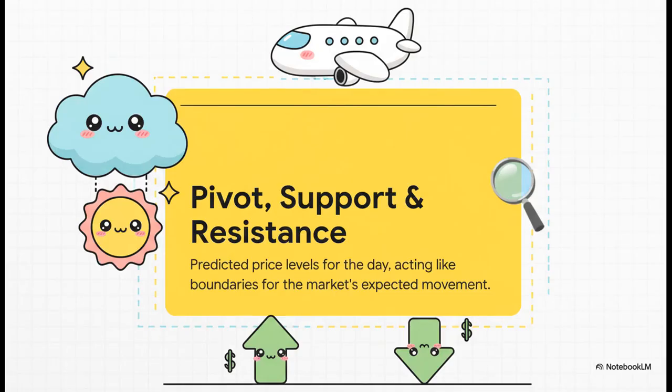Next, we've got what are called pivot, support, and resistance levels. Now, if the bias table is the weather forecast, these are kind of like the key pressure systems. They map out the predicted trading range for the day, a ceiling or resistance that the price probably won't break through, and a floor or support it's unlikely to fall below. And that pivot point right in the middle, that's the axis everything is expected to revolve around.